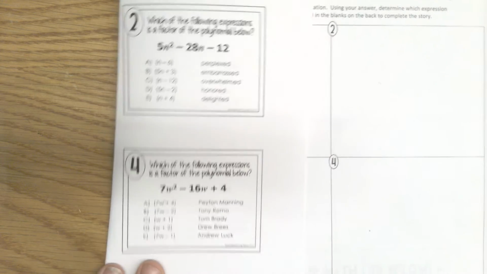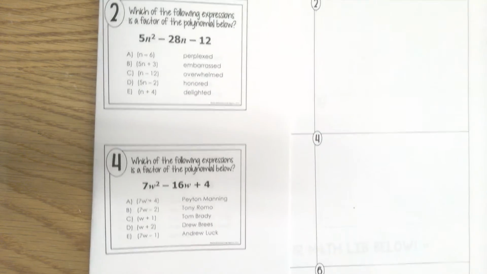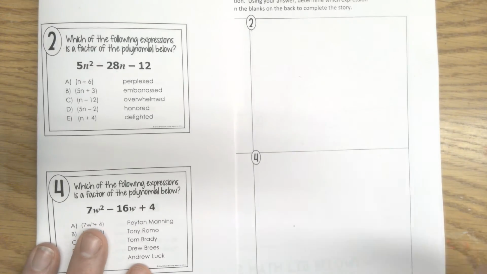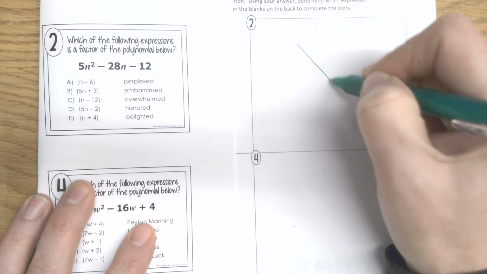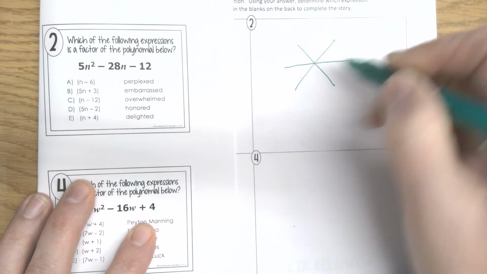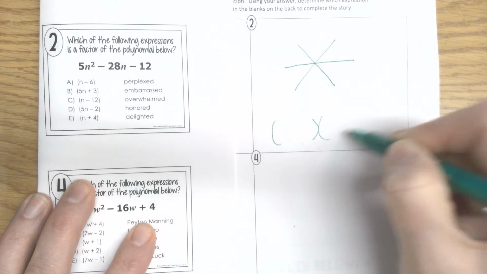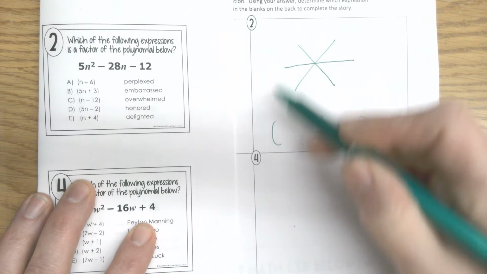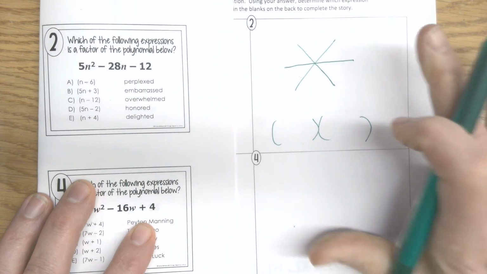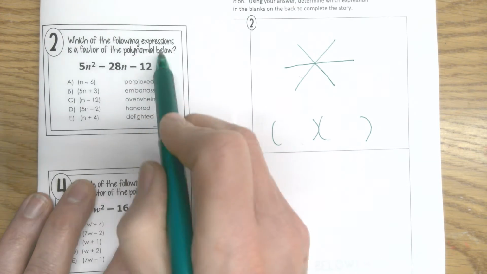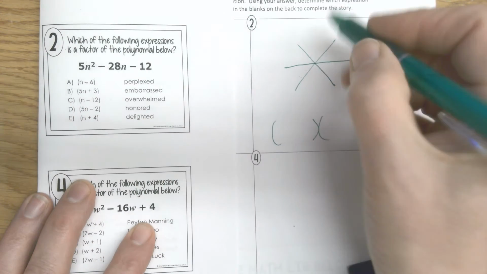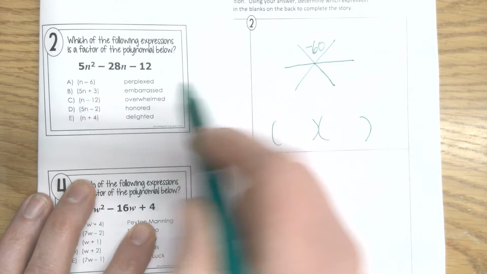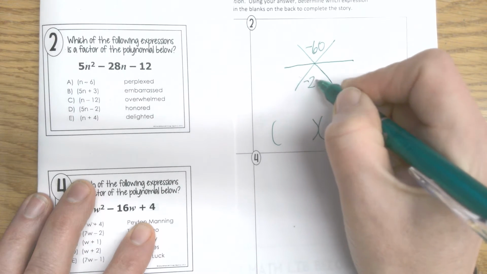But there I have my problem number 2, and I have my problem number 2 workspace. So again, I'm going to take and make my snowflake, and again, I'm going to put that in parentheses. Now, we've been doing this for a while, so this is not new. It shouldn't be new. I look right here. I do the first and the last to get the top, negative 60, and then the bottom is negative 28.